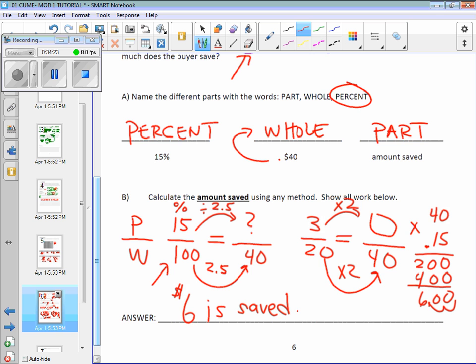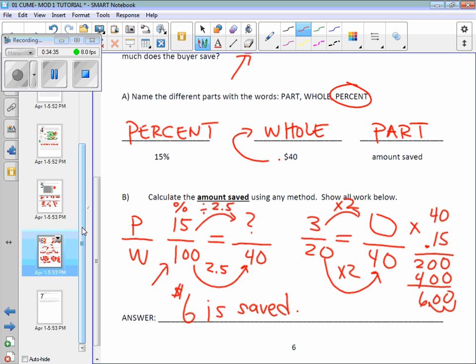So I've shown you 3 different ways that you can do it. If they ask you, use any method, use the one that works best for you. I do want to show you the template ratio in case they ask you to show it that way. Mod 1 especially was all about exposing you to as many strategies as possible, so you have alternative ways to figure out the answer to a word problem.